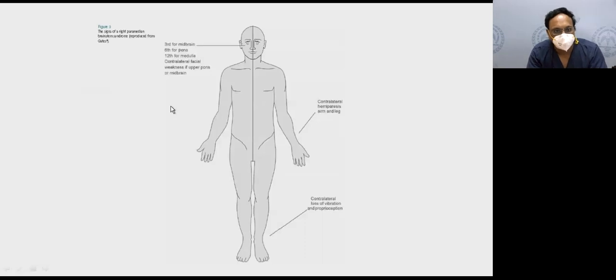You can see on the same side you have the third nerve in the midbrain, the 6th nerve in the pons, or the 12th nerve in the medulla. On the opposite side, you can have a contralateral hemiparesis and a contralateral loss of vibration and proprioception, because of involvement of the medial lemniscus, and this is involvement of the motor tracts. Because decussation occurs at the medulla level, both of these are on the contralateral side, whereas on the ipsilateral side you can have the cranial nerve pathology. So 3, 6, and 12.